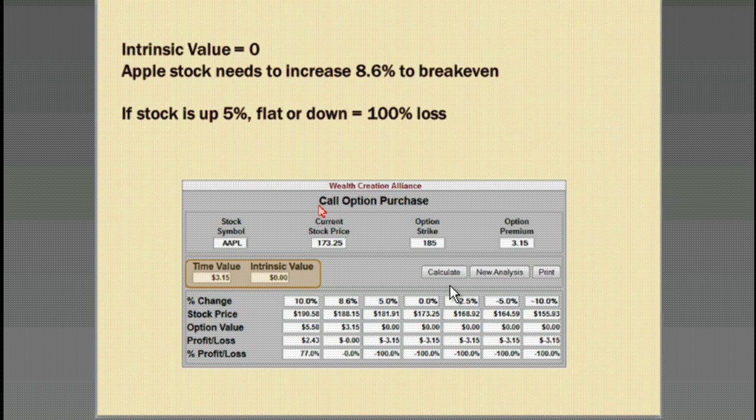And again, here's the call option purchase calculator for this trade with Apple at the time trading at 173. Strike price of 185, the option premium of 315, we can see that this option is all time value, 315, with no intrinsic value. And if the stock is flat at expiration, you lose 100%. If the stock is up 5% at expiration, you lose 100%. So this one doesn't even break even until the stock is up 8.6%. If it's up 5%, if it's flat, if it's down at all, you're looking at 100% loss for this trade.